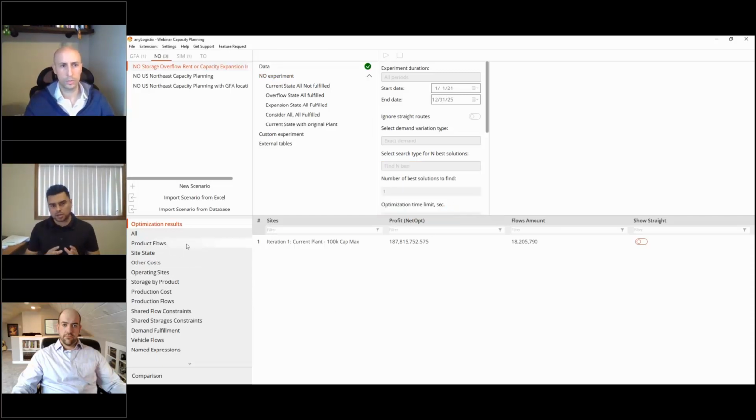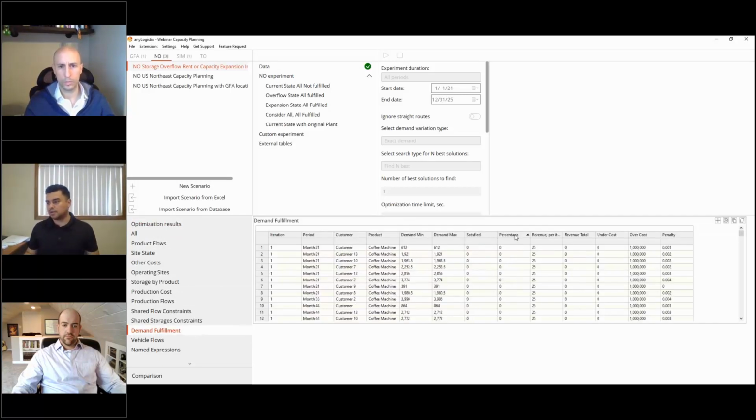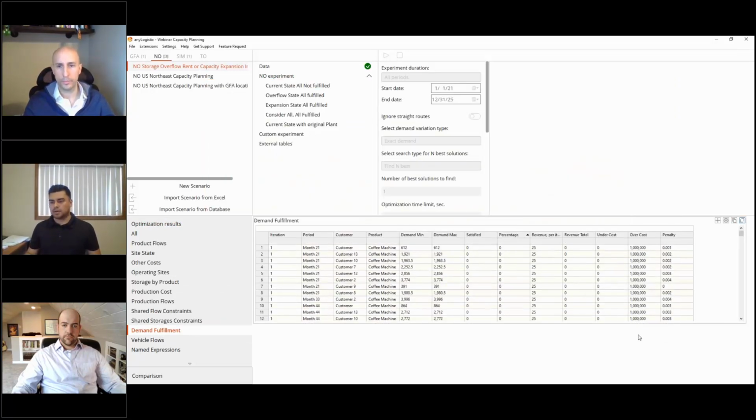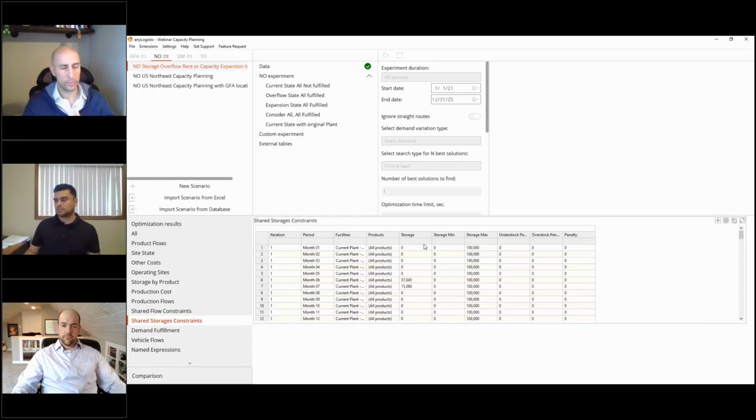Okay, so now let's take a look at what happens here with our current state. Do we have enough? Let's take a look at our demand. There's quite a lot of demand we're not fulfilling, so something is going on. It could be throughput, it could be capacity. Let's take a look at storage because I know it's small and maybe this is the problem. Let's see if we can pinpoint that real quickly. Let's look at shared storage constraints, and see if we reached a max at one point.